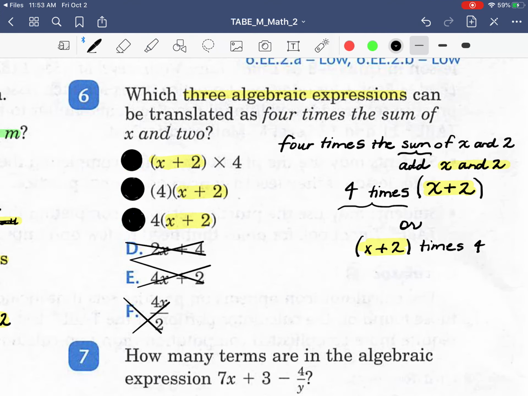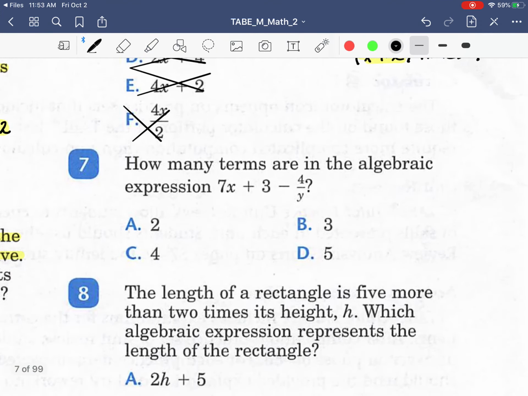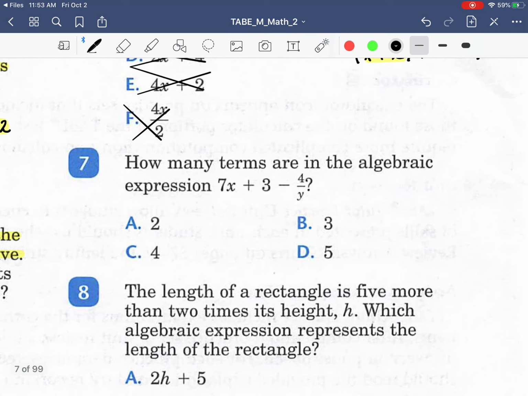Number 7. How many terms are in the algebraic expression 7x plus 3 minus 4 divided by y? Be careful. This is where that video about vocabulary is so important. With algebra, you need to have a very good vocabulary.